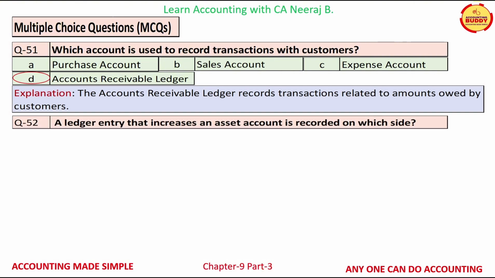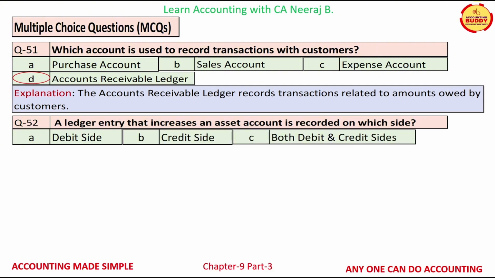Question number 52. A ledger entry that increases an asset amount is recorded on which side? And the available options are option A, debit side, option B, credit side, option C, both debit and credit sides, and option D, none of the above.